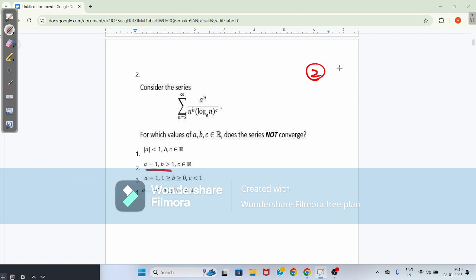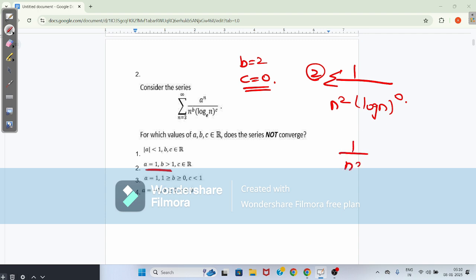For 2, consider a as 1. So what will you get as the value? 1 by, for b greater than 1 means take b as 2 and c as 0 here. What will you get as the value? n squared into log n whole power 0. Okay, this value is 1, so 1 by n squared. This value is also convergent by p test.